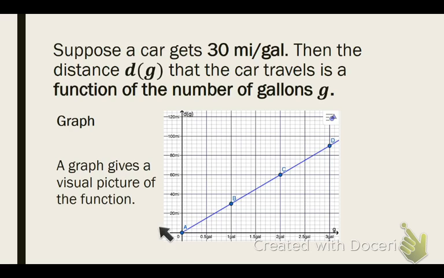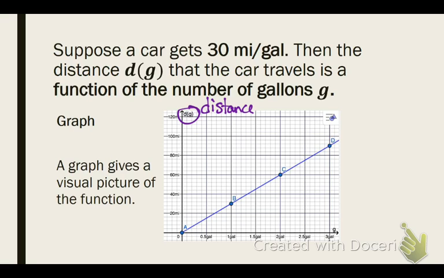So now looking at the graph, I want us to circle some things in the graph. First off, the graph is a visual picture of the function that we're talking about. Notice how the y-axis is labeled d of g. Please circle that on your piece of paper. D of g is our y-axis. That's the distance. So let's write by it that it's the distance.